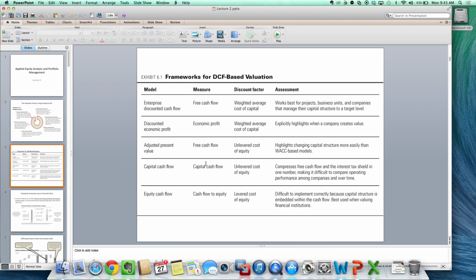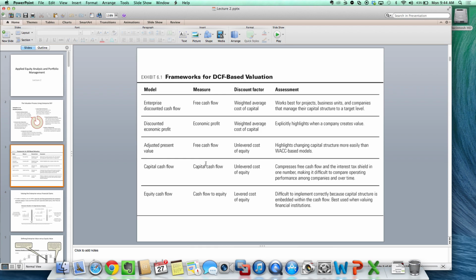One is what's called APV. APV stands for adjusted present value. This is the model that you would use to evaluate a substantial change in the capital structure of a firm. So one of the implicit assumptions of the NPV model and the discounted economic profit model is that a company will have a constant target capital structure. A certain amount of debt and equity that will stay relatively constant over time. The APV model, adjusted present value model, was created to value changes in capital structure.